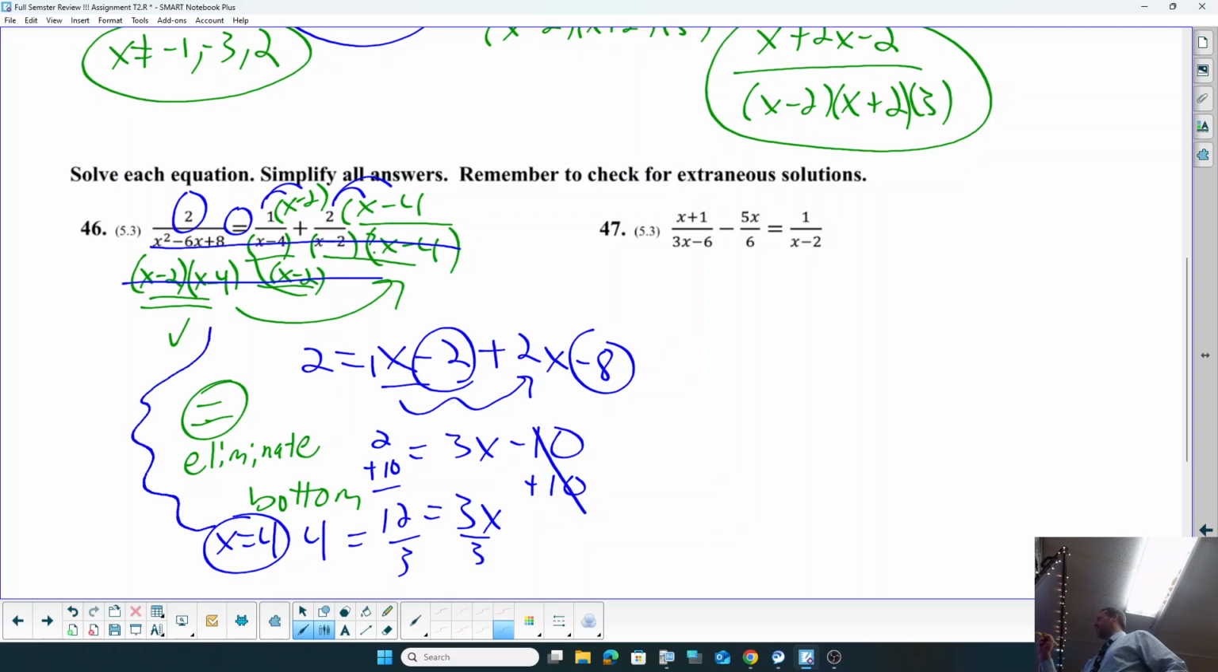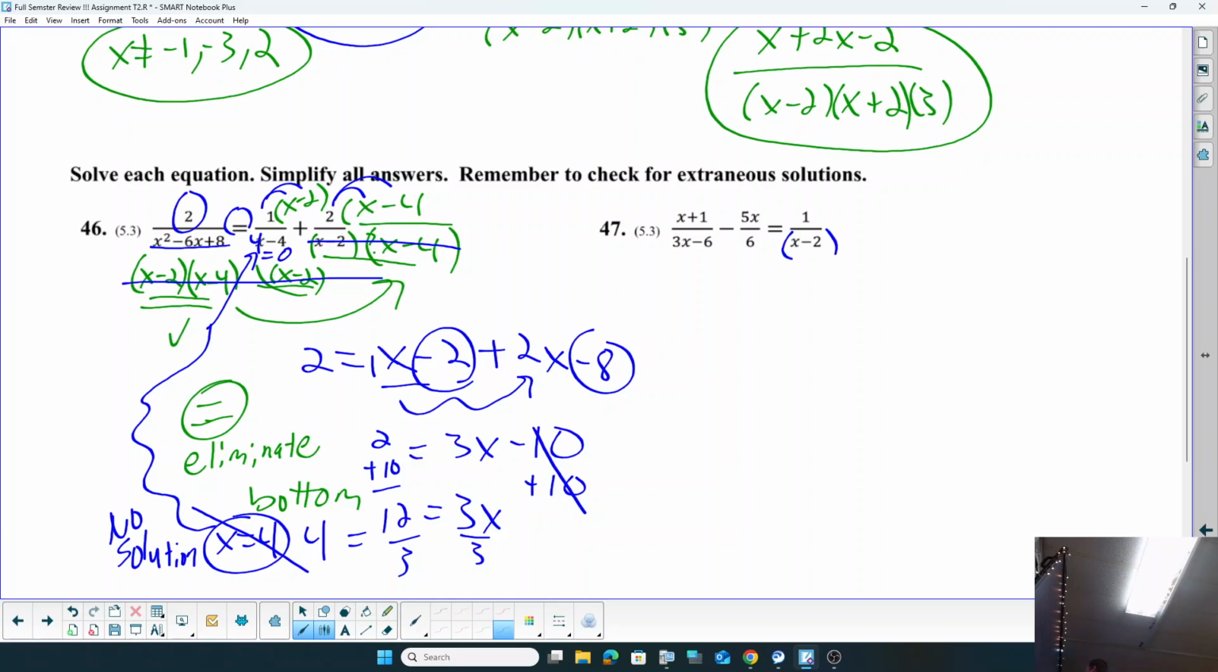Why is that a problem? Do you remember? We've got a problem with that because 4 minus 4 is 0, and the denominator can't be 0. No solution, because the solution equaled the restriction.